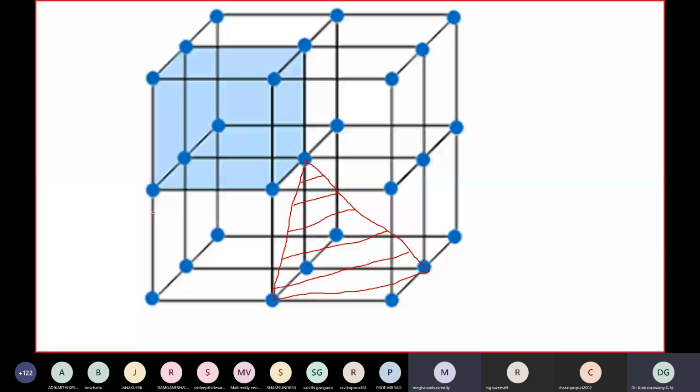Okay, this is one plane. Next, let us take another parallel plane. Let us consider this as origin. This is 1a, 1b, and 1c.